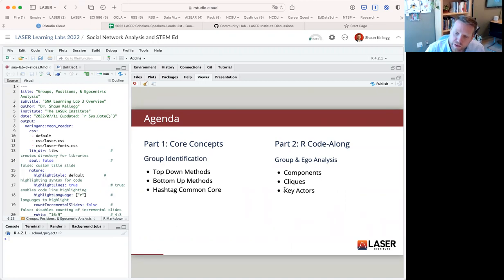And when we get to the key actors, identifying who are these key individuals in the network, there are formal terms in network analysis called popularity and popularity effects and degrees and things like that. We introduce a lot of that in lab 2.